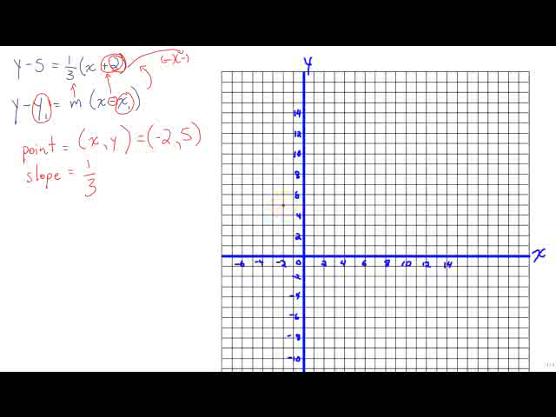Now we look at our slope. We have a rise of 1 over a run of 3. So we go up 1, over 3: 1, 2, 3. Now we have 2 points. We can go ahead and connect them with a line. And we now have our slope point equation represented on the graph.